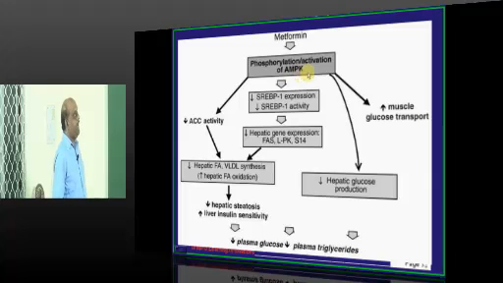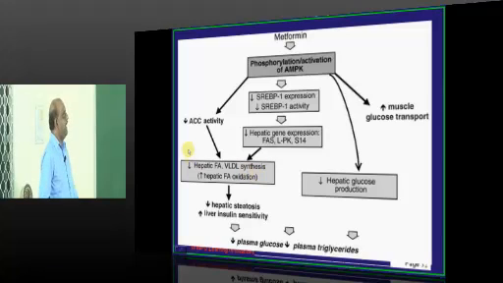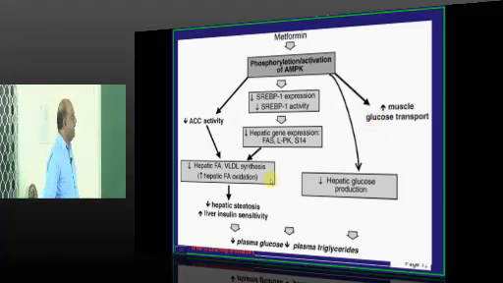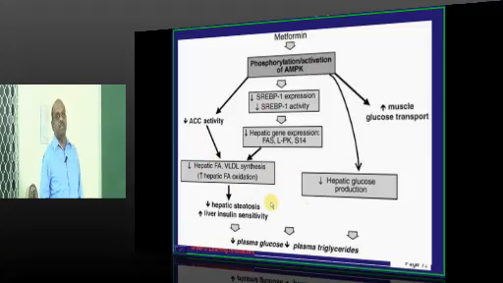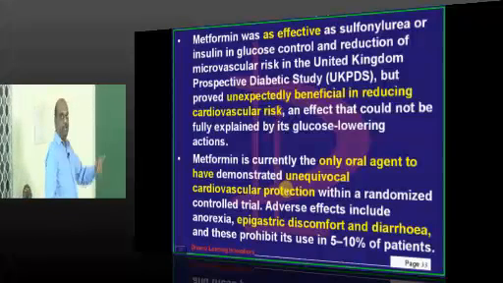Phosphorylation and activation of the AMP kinase, and decreased SREBP expression, and decreased hepatic fatty acid and VLDL synthesis, and decreased acetyl-CoA carboxylase activity, and decreased hepatic glucose production, and increased muscle glucose transport in the periphery by increasing the insulin sensitivity. By all these mechanisms, metformin functions. It has nothing to do with the insulin production, is what you have to fundamentally remember.